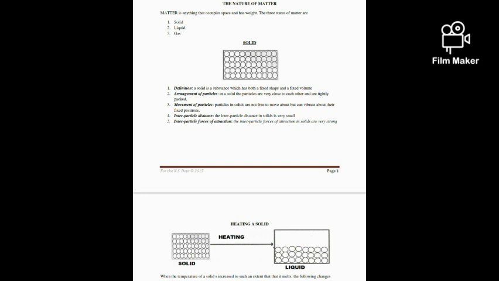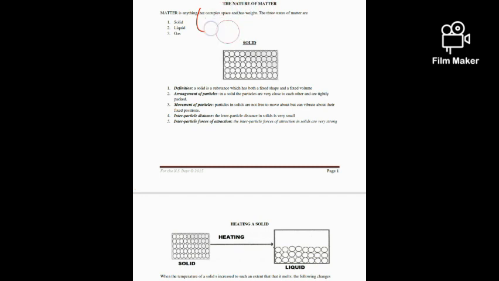So we have various things in the environment that we can call matter based on this characteristic. For an object to be called matter, it must occupy space and it must have weight. Those are the two justifications for an object to be called matter. So we have a lot of objects that can be classified as matter.